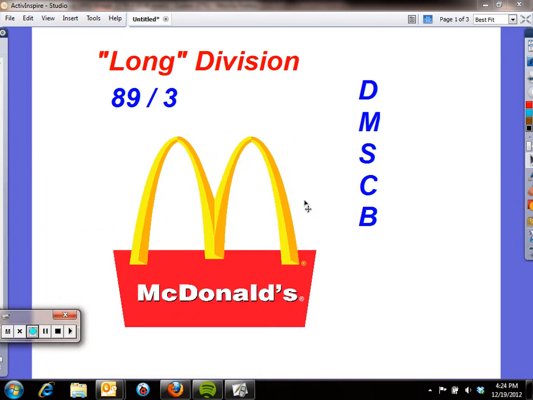So this is the algorithm for doing long division. We have two choices in the fourth grade. We have partial quotients, and then this is the other one that we call long division, and this is the way probably most parents learned how to do division, and it's the way that I learned how to do division when I was a kid.